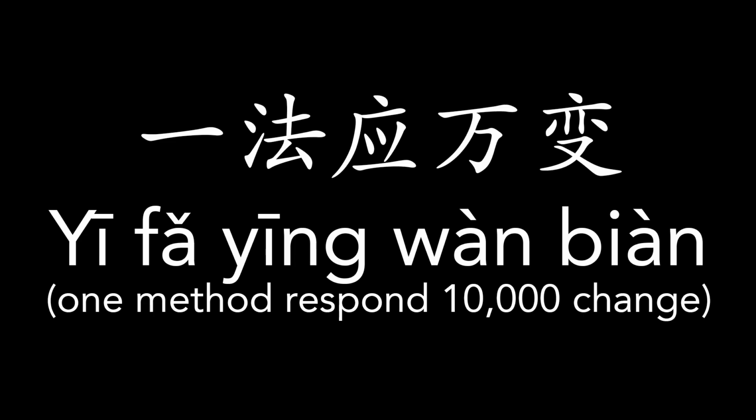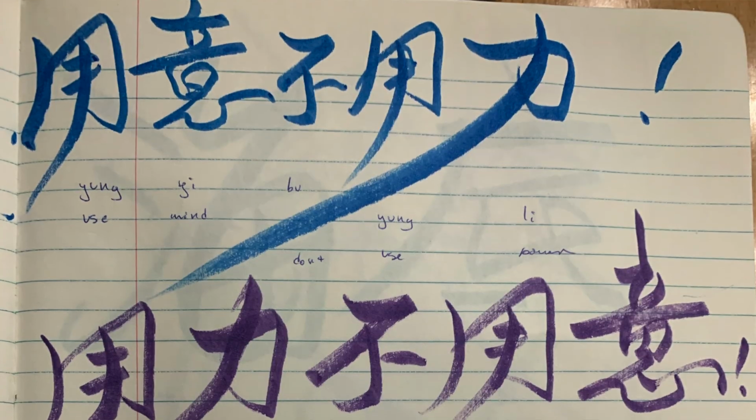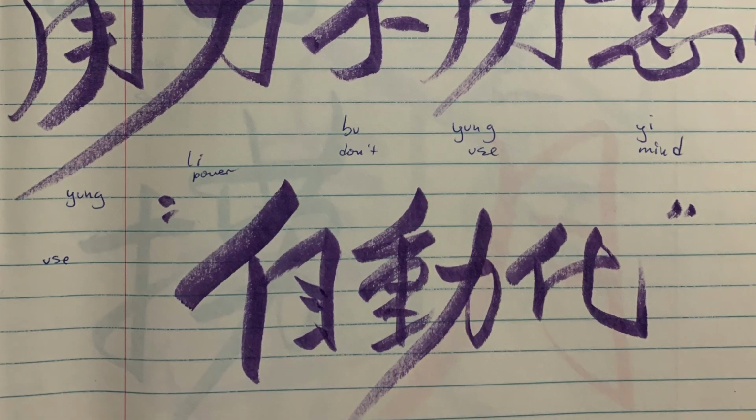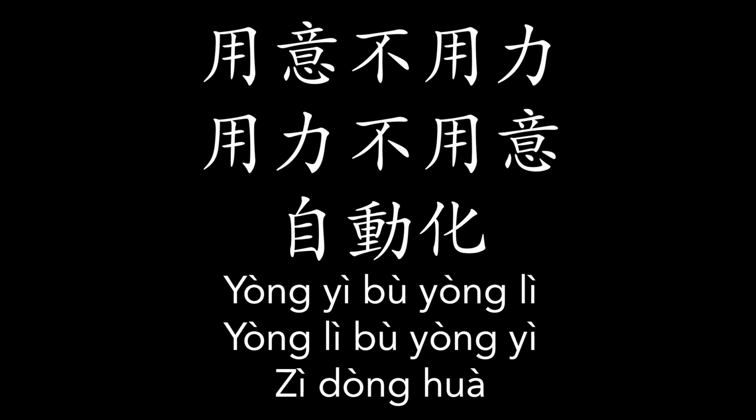So if you watched last week, we talked a little bit about the idea of really training something so well that it becomes very versatile, so you can use one technique against 10,000 techniques. So this time I'd like to go over a saying that Master Pan had that I think relates to it. So this saying, it goes in Chinese like this: 容易不用力，用力不用易，自动化.